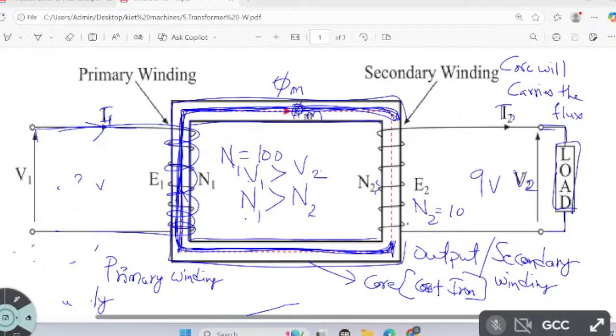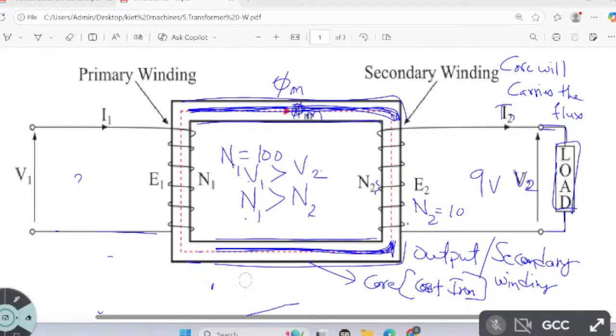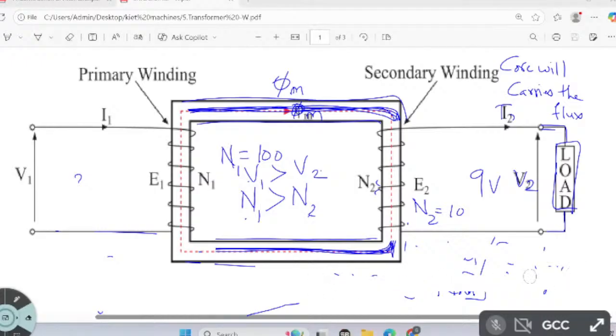So I will explain now what is meant by that. How does the transformer work? You know that the voltage level changes because of the number of turns. But how is the voltage induced in the secondary winding? Let's see here.